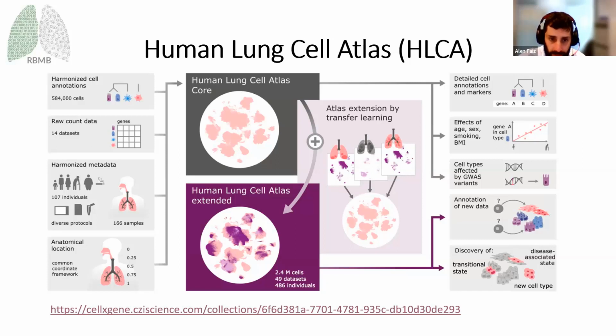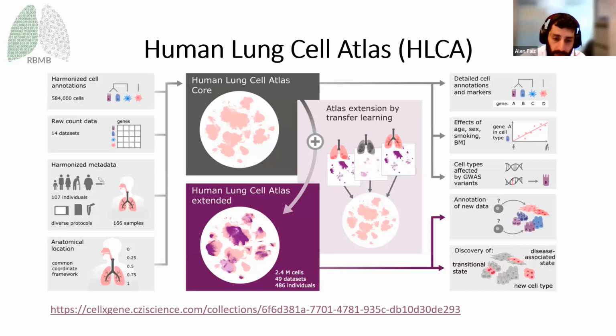Now, the core atlas is substantially smaller than the extended atlas, which involved 49 data sets. This involved a lot more diseased samples and about 2.4 million cells. What's important to realize is this extended atlas is so big that many people are unable to actually load it on their computers. So a lot of people focus on using the core atlas for most research purposes.